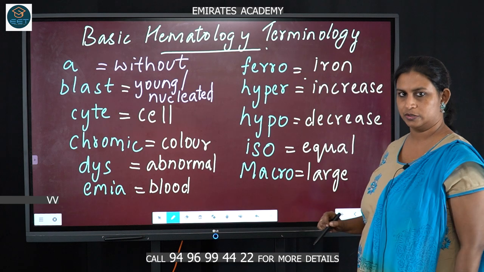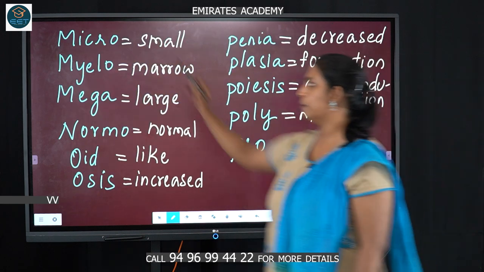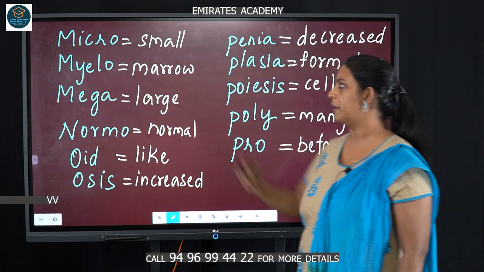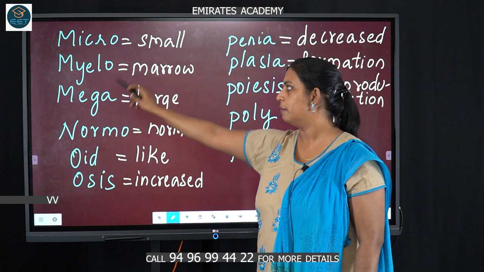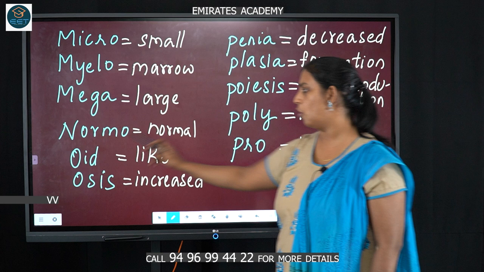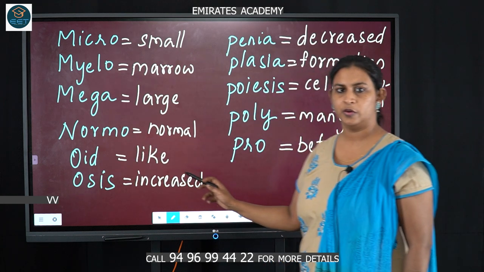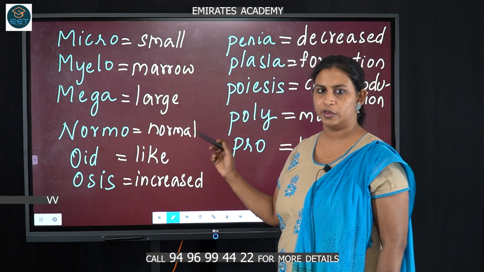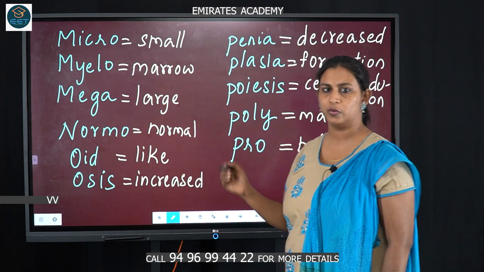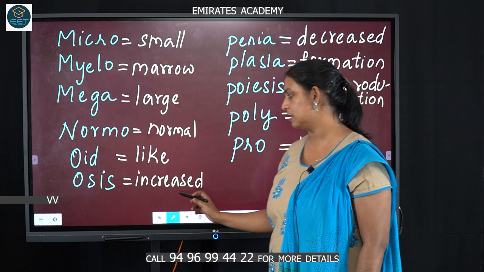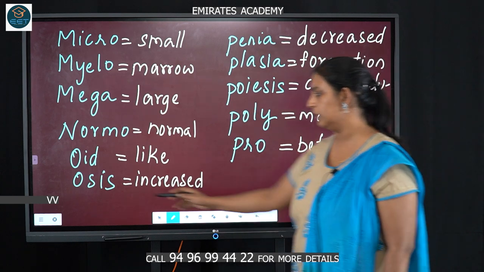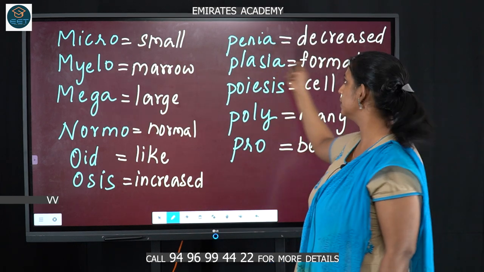Macro means large. Micro means small. Myelo means marrow, okay? Myelo means marrow, bone marrow. Myelo is marrow. Mega is large. Normo means normal. Oid means like, okay? Myeloid, so that means referring to the marrow. Osis means increase, like in osmosis, okay? Osis means increased. So penia means decrease.